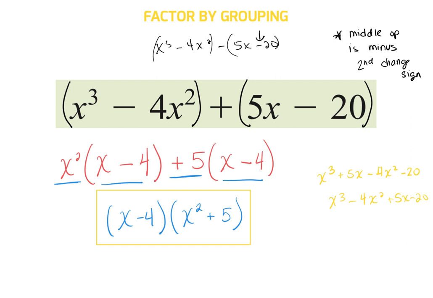All right. So this is called factor by grouping. Factor by grouping. So right now I want you to do 1 and 3 on that handout. 1 and 3 on the handout that I gave you.